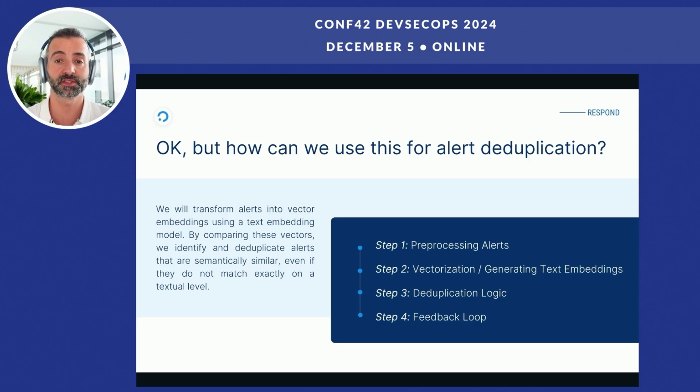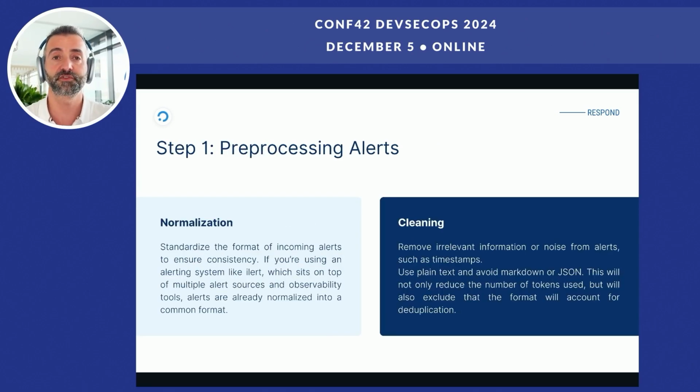The first step is we pre-process the alerts. The second step is we turn these alerts into vectors using an embedding model. And then we apply the deduplication logic, which I'll get to in a second. So let's first start with pre-processing the alerts. Pre-processing involves normalization and cleaning.